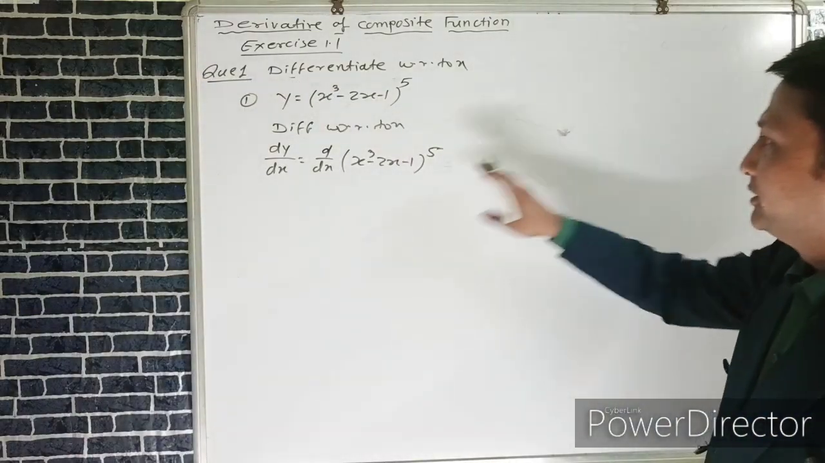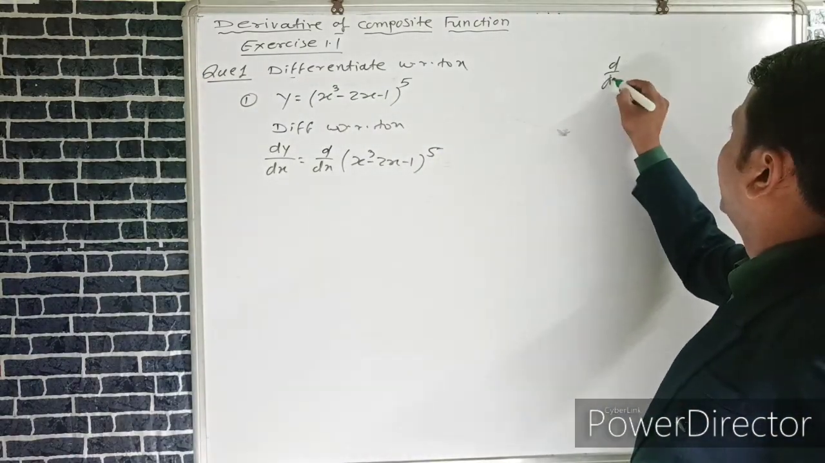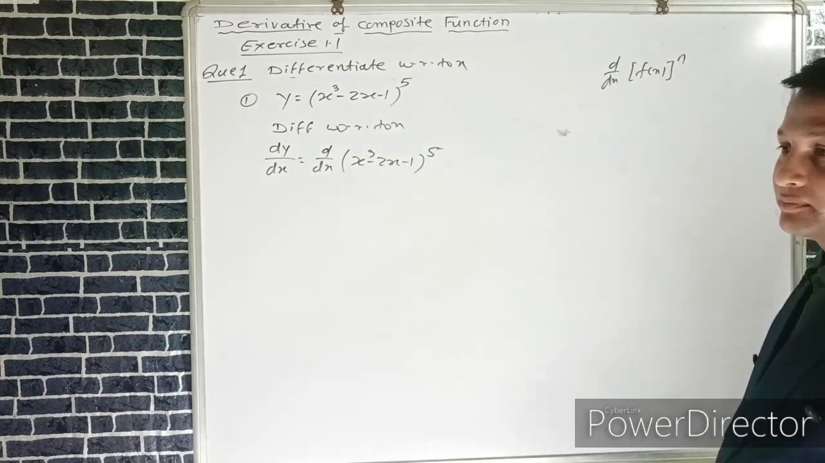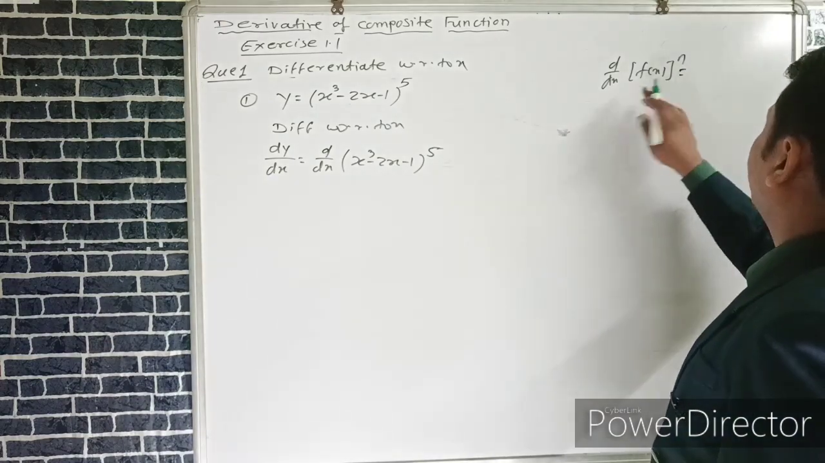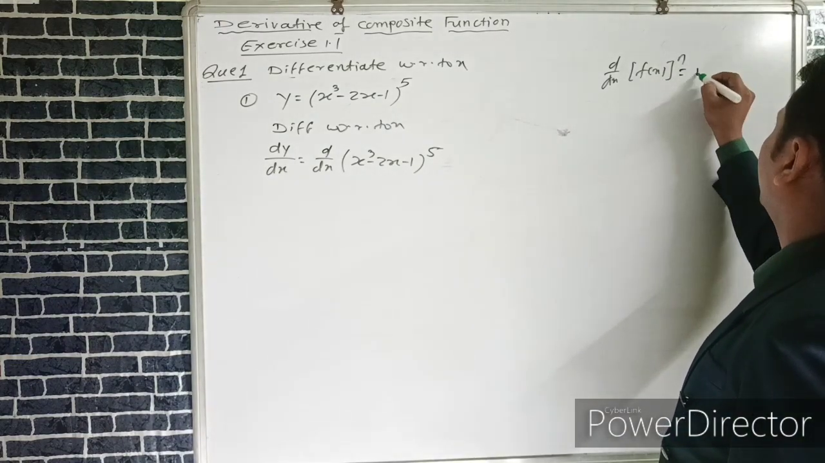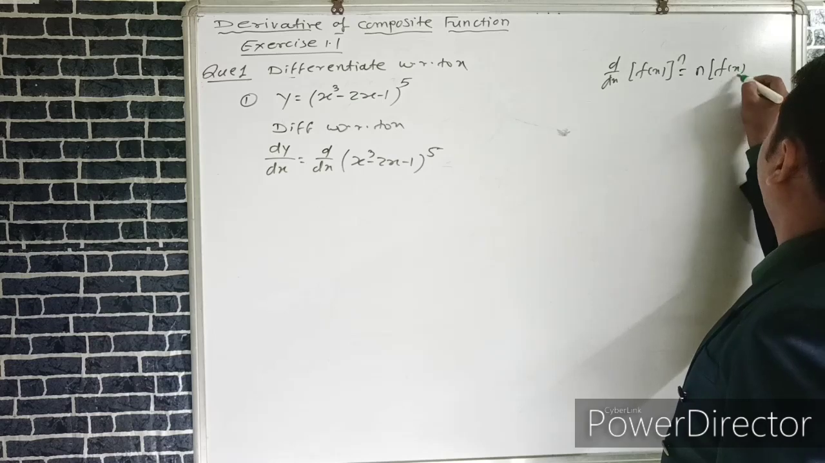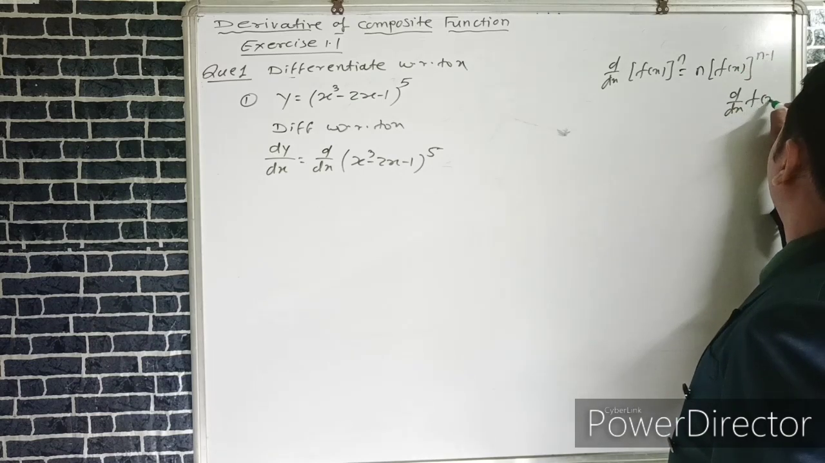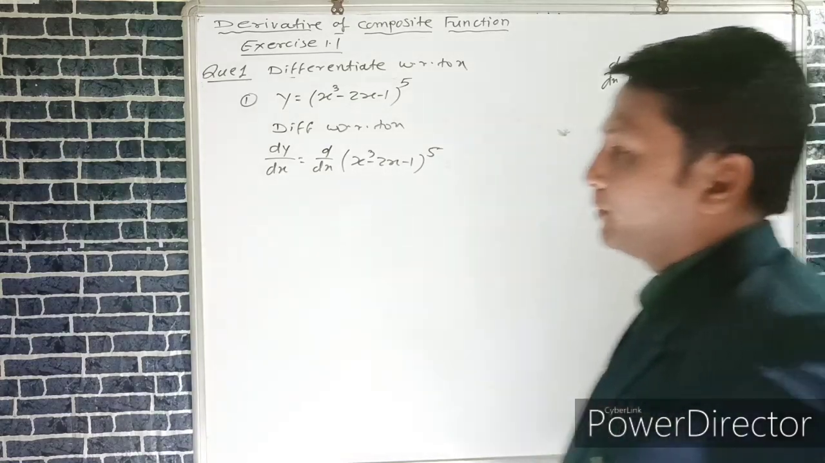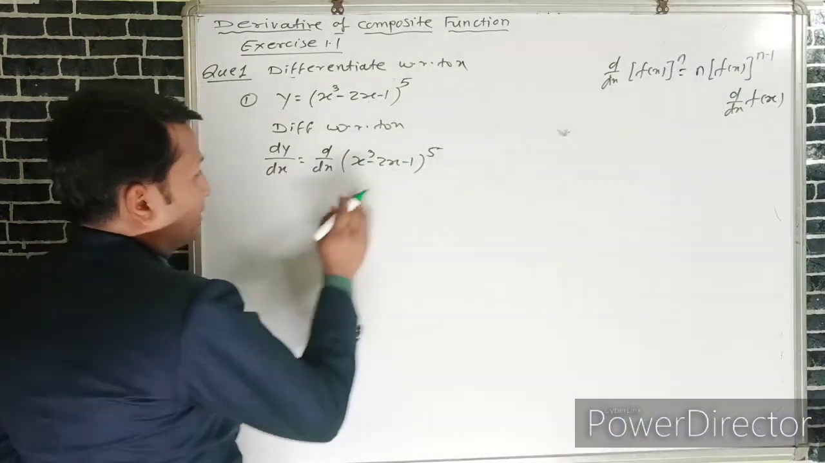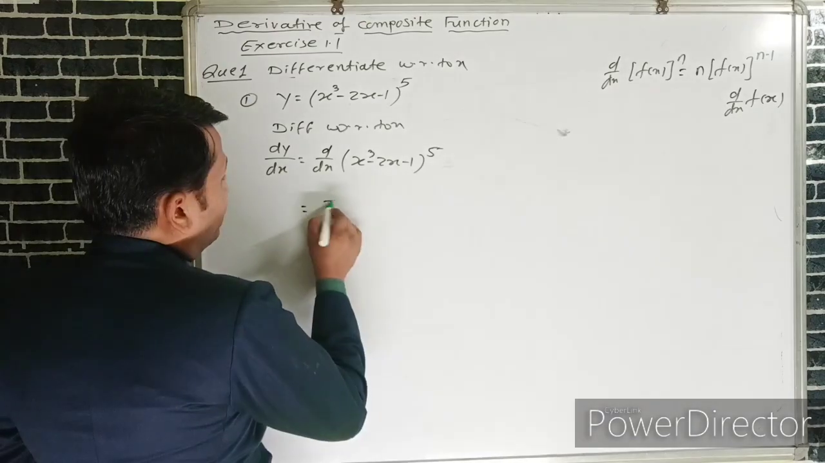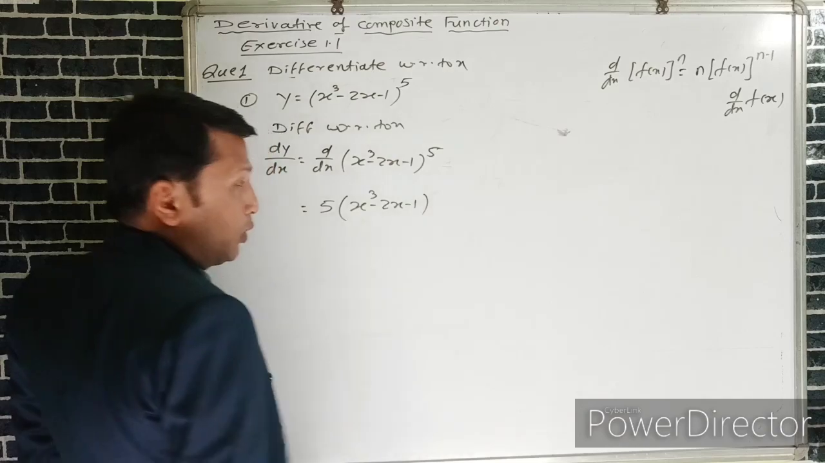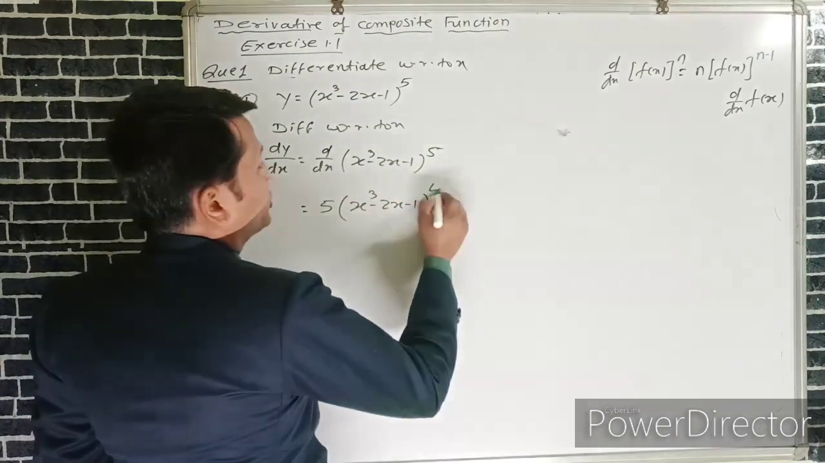The given function is in the form of f of x whole raised to the power n. And we know that the derivative of f of x raised to the power n is n into f of x whole raised to the power n minus 1, into again the derivative of f of x. By applying this formula, we can write 5 into x cube minus 2x minus 1 whole raised to the power 5 minus 1, which is 4.